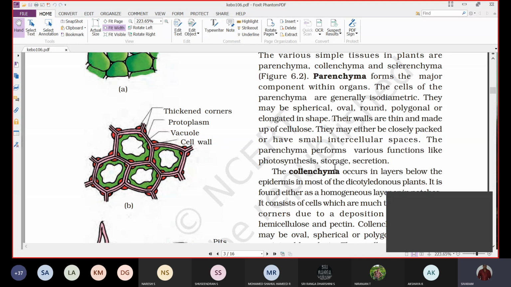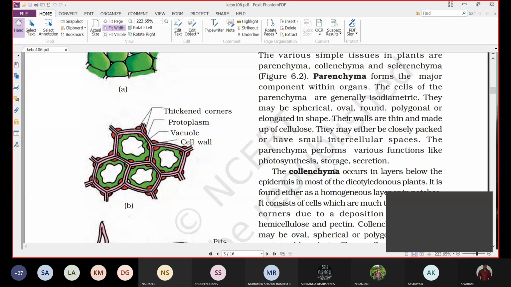They are isodiametric, round or oval or spherical or rectangular, so they are showing equal surfaces. That's because they are usually living, so that's why they are generally isodiametric. They may be spherical, oval, round, polygonal, or elongated in shape. Because of this, we are saying that they are isodiametric.